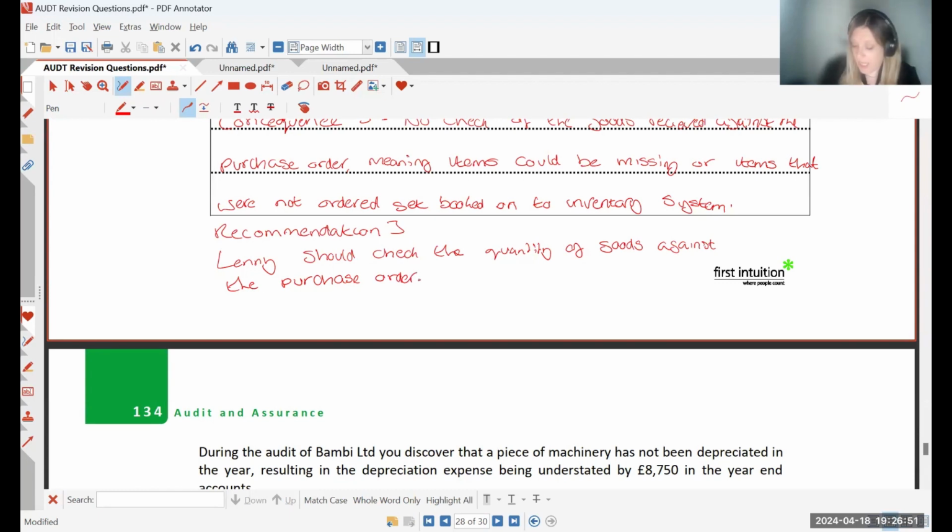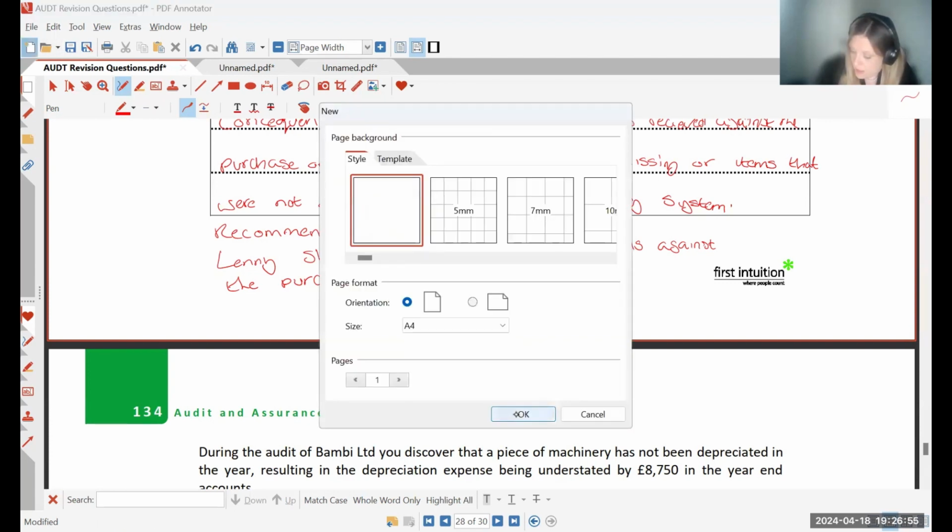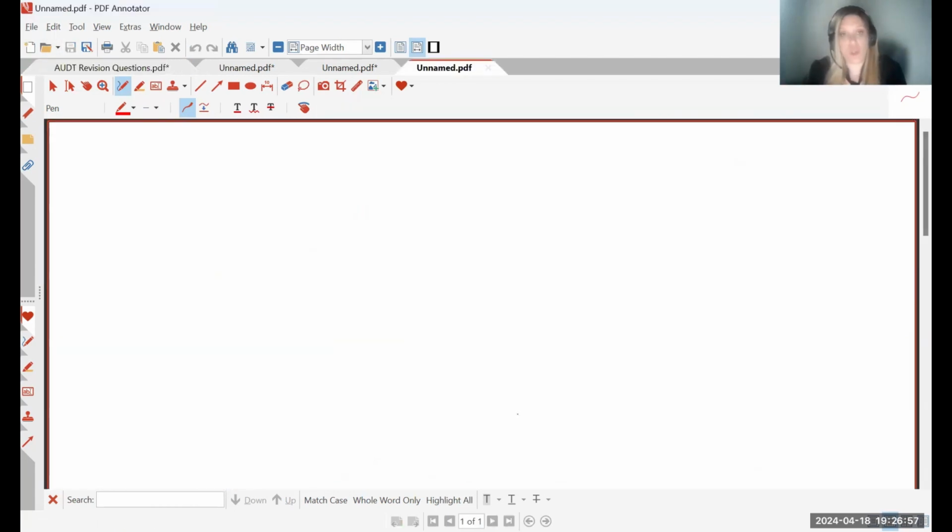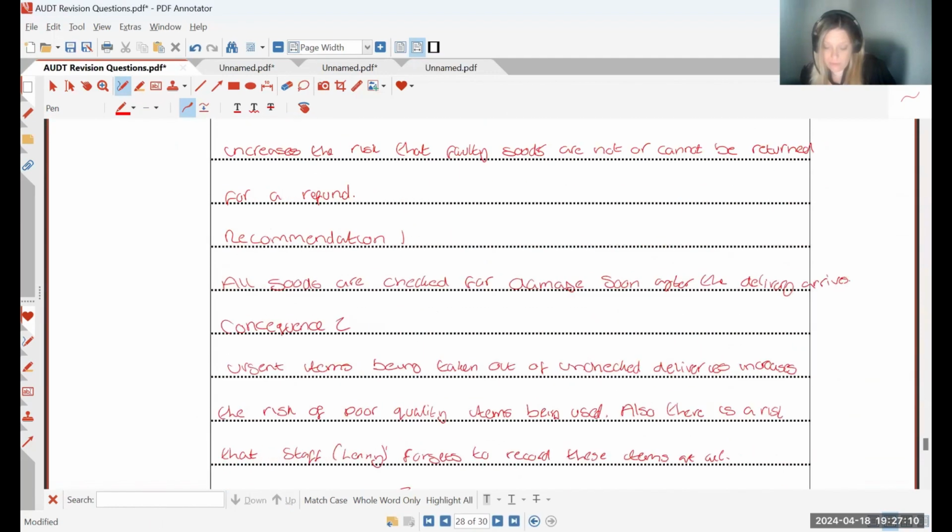There we go. Running out of space. So let's get some spare paper. We've still got 2 more to go. And we did identify them, didn't we? And my mouse is playing silly buggers. It does that sometimes. So consequence number 4. Let's have a look. What was number 4?